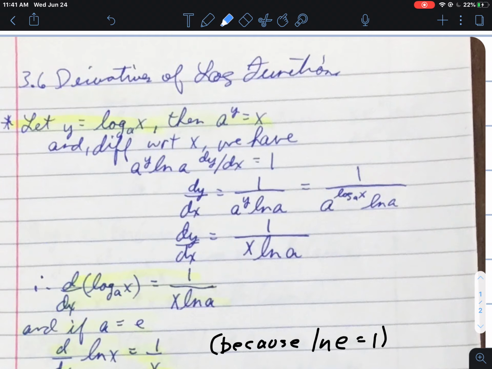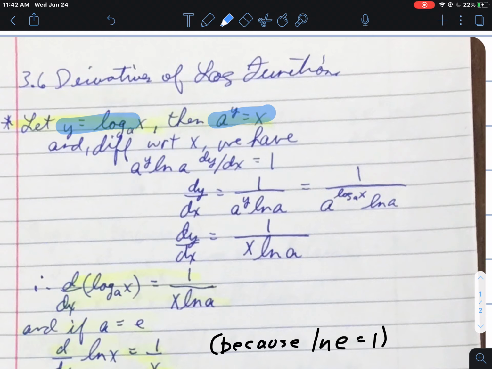Now, if you remember when we did our little log review, you had a conversion that you could do between a log equation and an equivalent exponential equation. To say that y equals log base a of x is equivalent to saying that the base a raised to the y power equals x. Those are equivalent equations. So to differentiate y equals log base a of x, I could equivalently differentiate a to the y equals x.